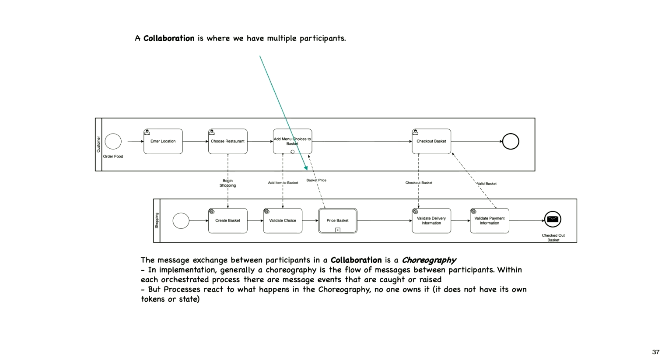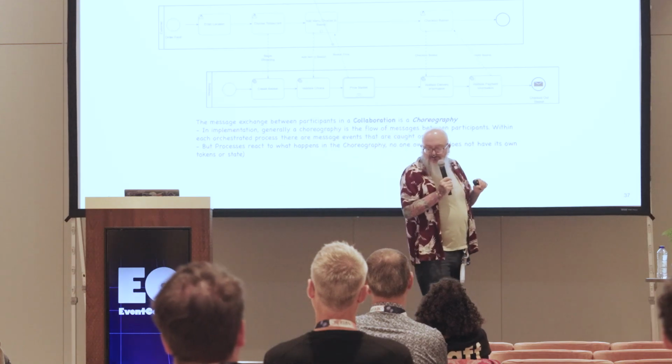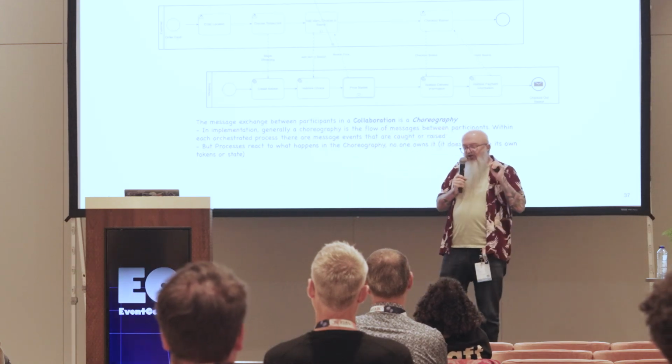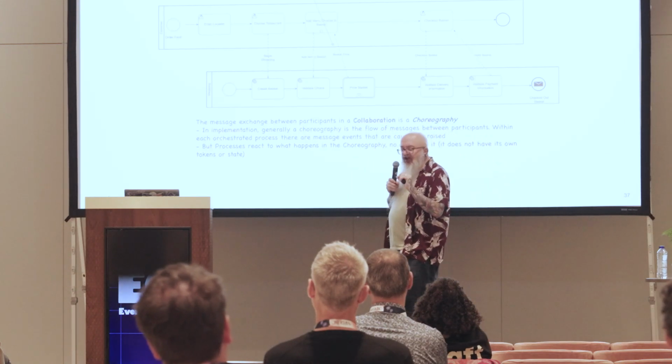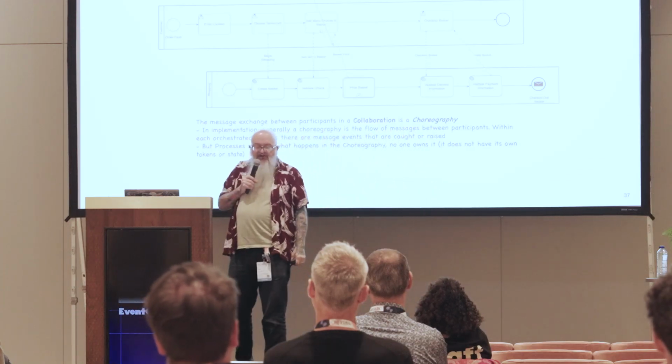So here, when we go back to that example we showed the tokens of earlier, we can see that the interaction between these two pools, which would be two different bounded contexts, which are therefore at least two different processes, is where effectively we have collaboration. And collaboration is where that term choreography fits in, right? The choreography is the stuff happening between the two orchestrations.